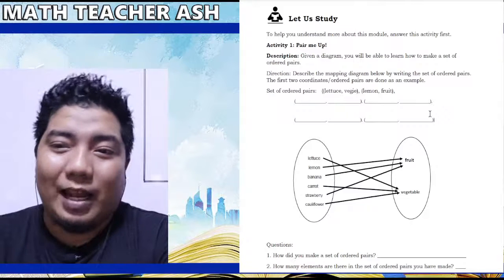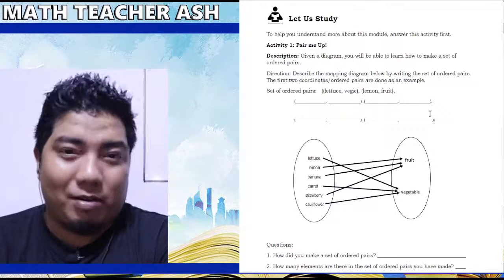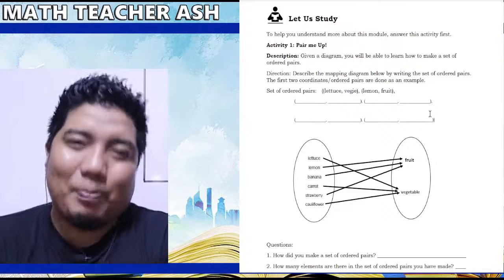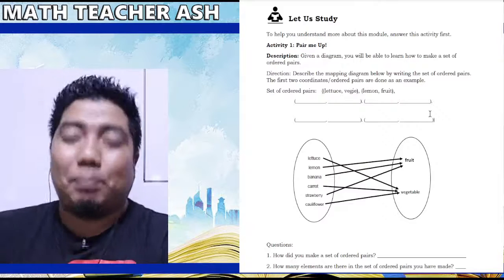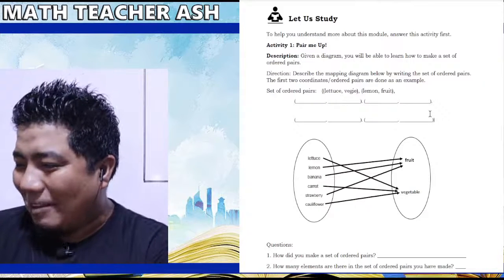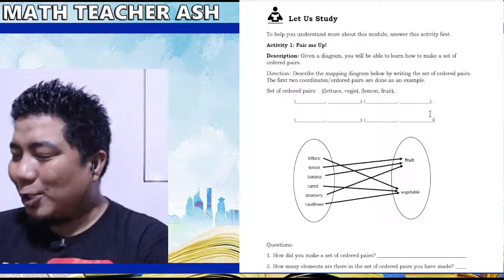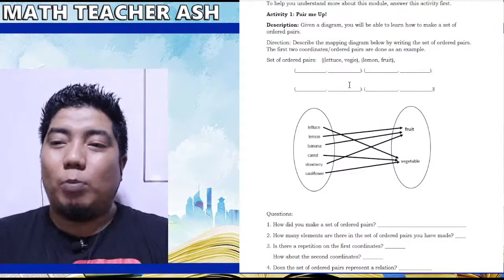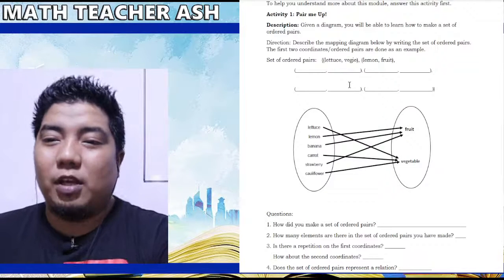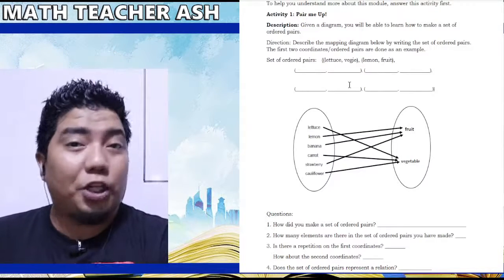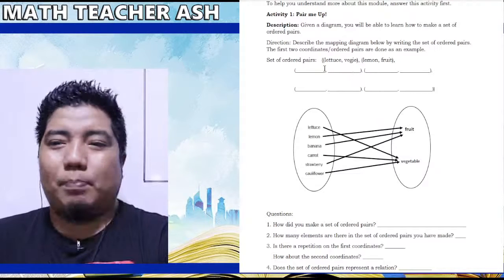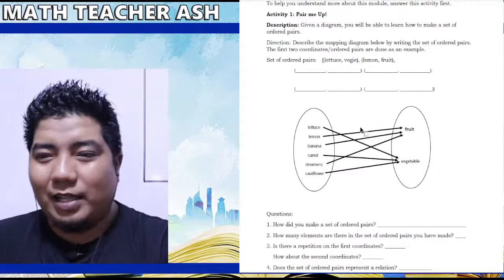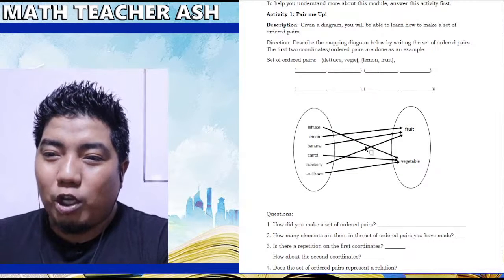So dalawa lang talaga ito. Kaya nga tinawag na pair. Okay, so set of ordered pairs. The independent variable as well as the dependent variable. Okay. So, let's start. Sabi dito, describe the mapping diagram below by writing the set of ordered pairs. The first two coordinates or ordered pairs are done as an example. So, example here is lettuce to veggie or vegetable, alright? And then we have here lemon to fruit.